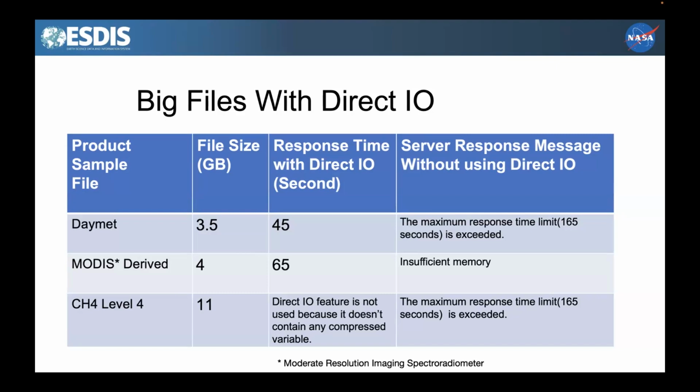And we found a really big file, this CH4 level 4 file, which is 11 gigabytes. We thought direct IO might help us. But for this one, the direct IO feature cannot be used because this file doesn't contain any compressed variables.